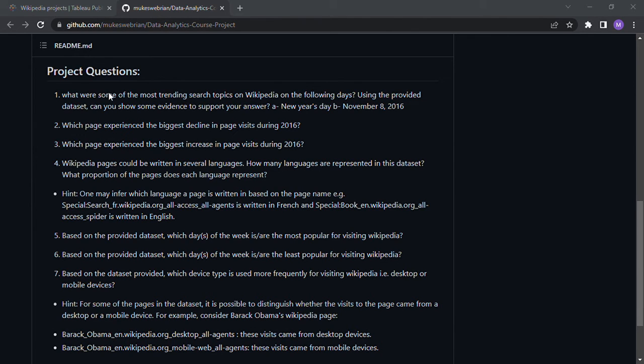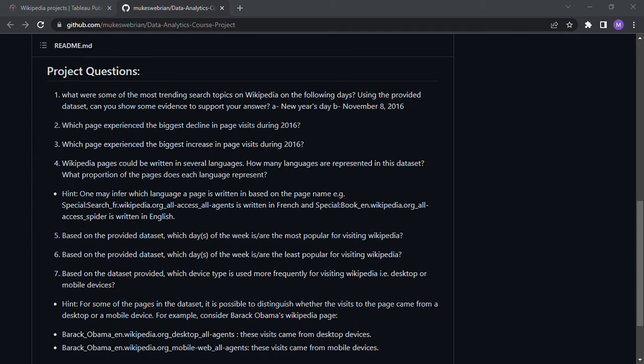I did the same for question 5. I was able to group my data by the weekdays. With this one, we found out that Mondays are the most visited. Mondays are the days which people really visit Wikipedia. And for the last question, that's question 7, we were able to separate the pages where mobile phones were used to open from the pages where desktop were used to open.